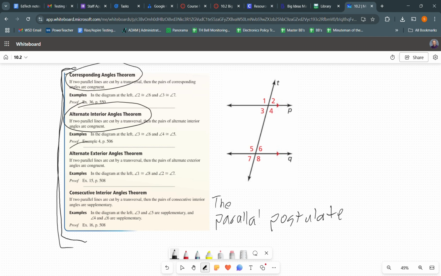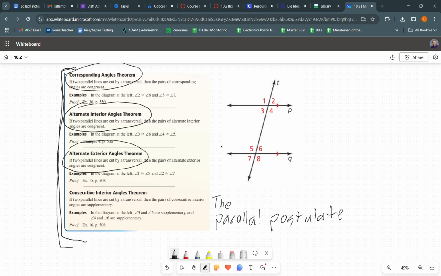Next, we're going to do the alternate exterior angles theorem, and that's just this set of angles right here because exterior refers to the fact that they are outside of those two parallel lines. Alternate means on opposite sides, so 7 and 2 would be alternate exterior angles, and the theorem states that those are congruent to each other. 8 and 1 would also be congruent to each other. So those are our 4 theorems that give us a lot of information about these angles.